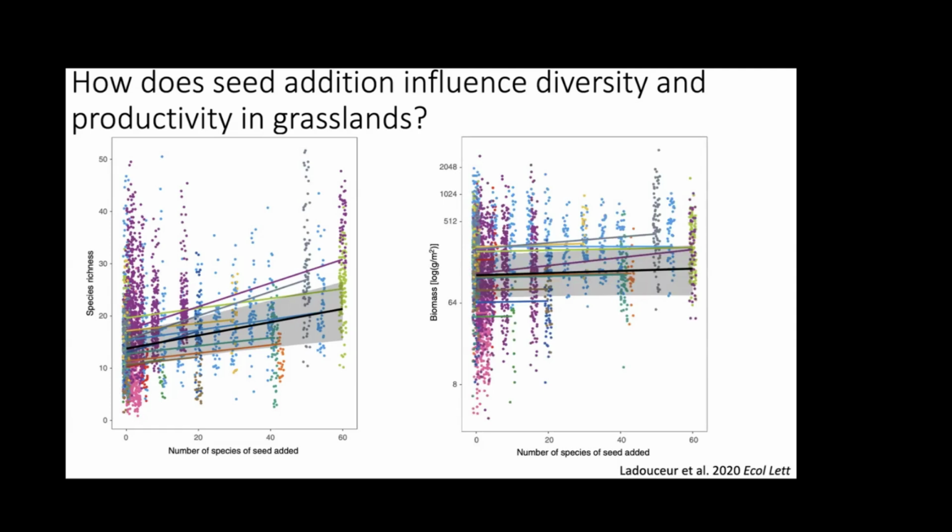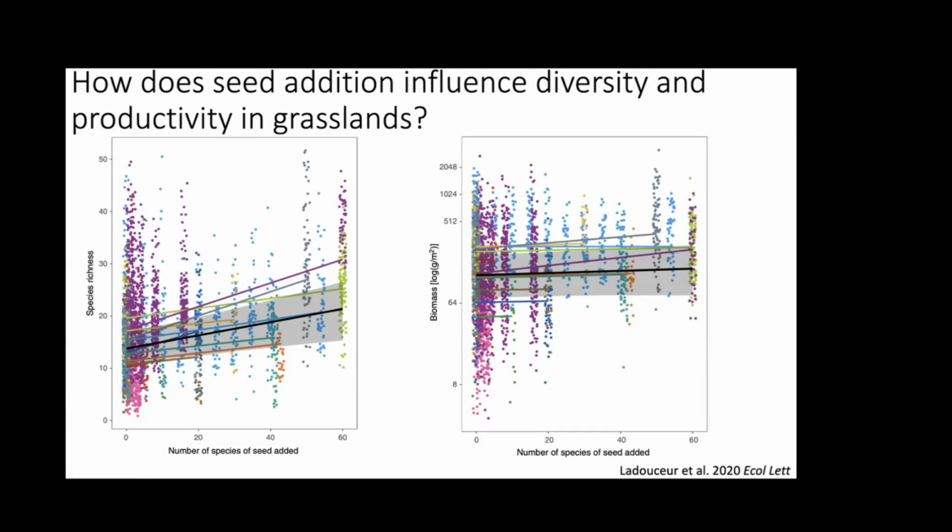And so various people refer to this as the biodiversity ecosystem functioning relationship, where the biomass, and it really is the above ground mass of the plants that exist in the community, whether or not that responded to the species addition. And in contrast to the increase in species richness that we saw when we added species to the community, we really saw no change in biomass.